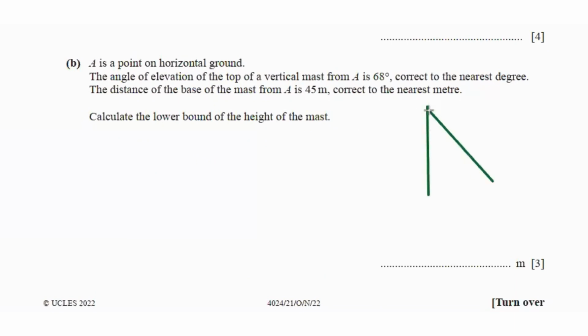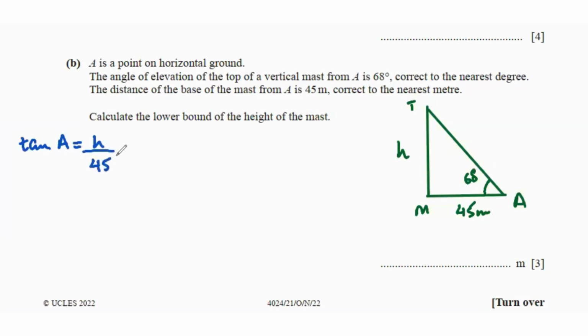So if we draw our diagram, A is a point on horizontal ground. This is the mast, M and T. The distance of the base of the mast from A is 45 meters. Angle of elevation is 68. They want us to find the length of TM, which is the height. So we have the adjacent, we have the angle.